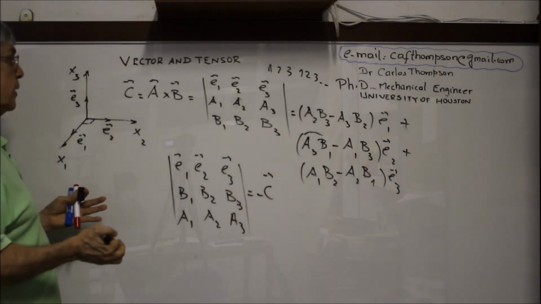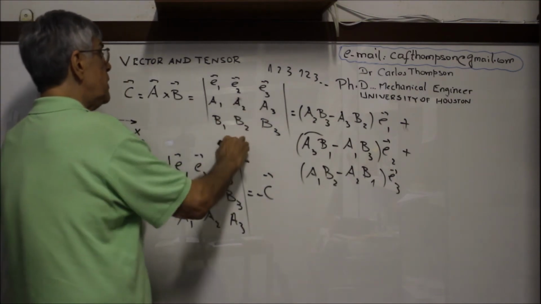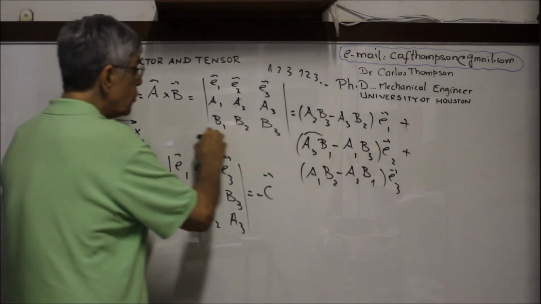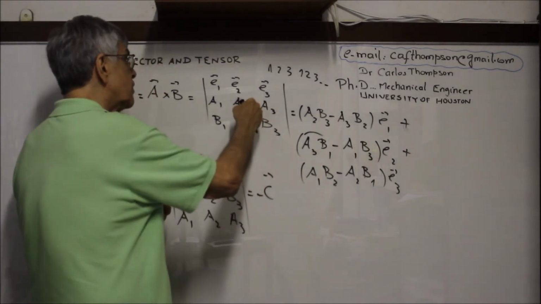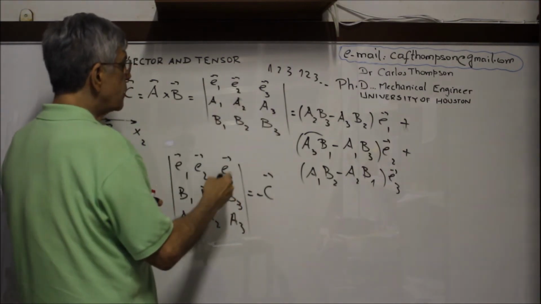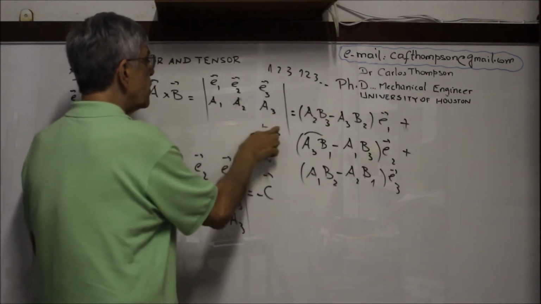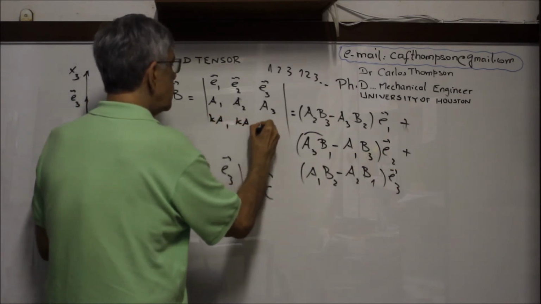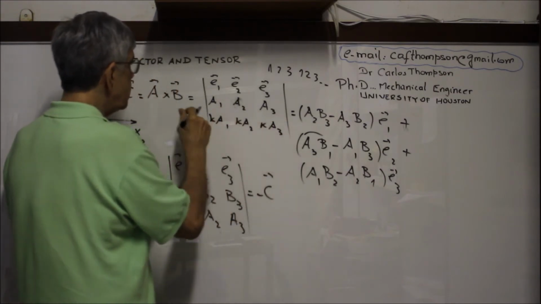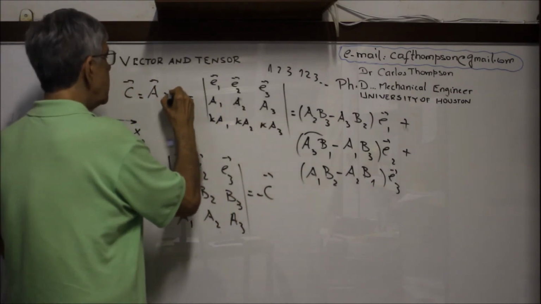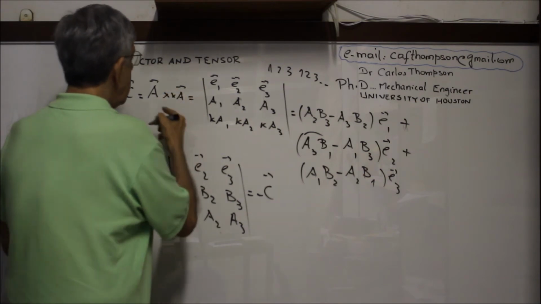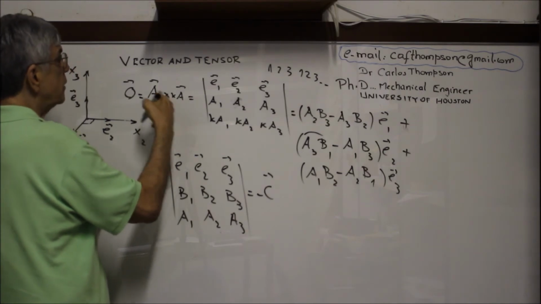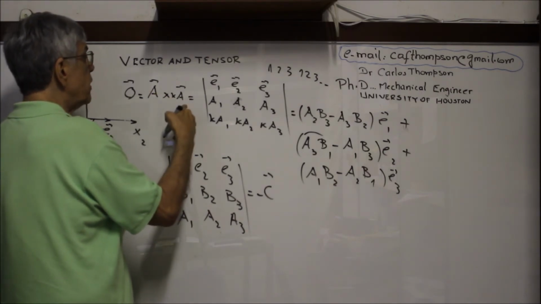And another property, suppose A and B are parallel. So this row here is a constant times this component. Suppose they are parallel. You have K A1, K A2, K A3. So this is A cross K times A. Obviously this will be 0. Why? Because K is a constant. The cross product A cross A will be 0.